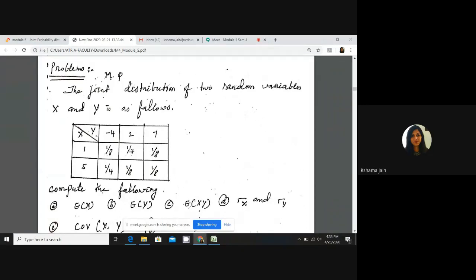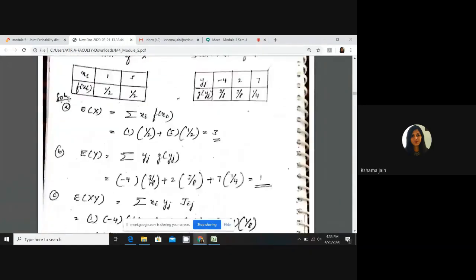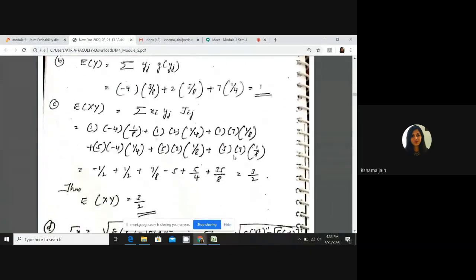Here again, 1 by 4 into 1 into 2, so it will be 2 into 1 by 4. Here 1 into 7 into 1 by 8. For this, 5 into minus 4 into 1 by 4. For this, 5 into 2 into 1 by 8. For this, 5 into 7 into 1 by 8. Like this. Though they have shown it, it's completely your wish how to write these terms.